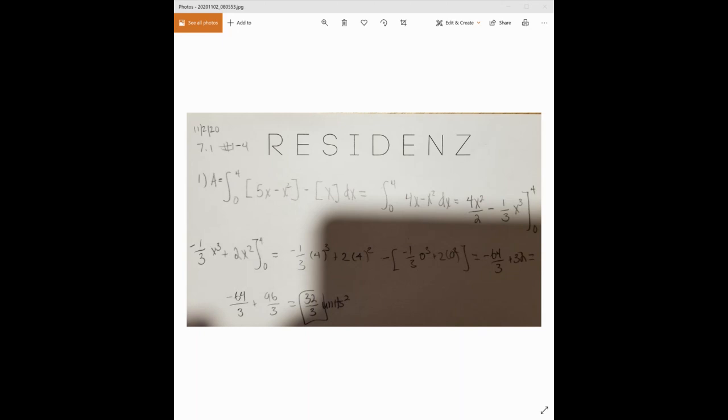The reason is that we subtract the two functions: the upper function minus the lower function. Then we take the integral of that, which is negative 1/3 x cubed plus 2x squared, evaluated from 0 to 4. Then we basically just evaluate that. In line 2, you can see I evaluated at 4 and then subtracted f of 0. Then we get negative 64 over 3 plus 32. If you convert 32 to a fraction over 3, it would be 96 over 3. So it's 32 over 3 units squared. We weren't given any units.